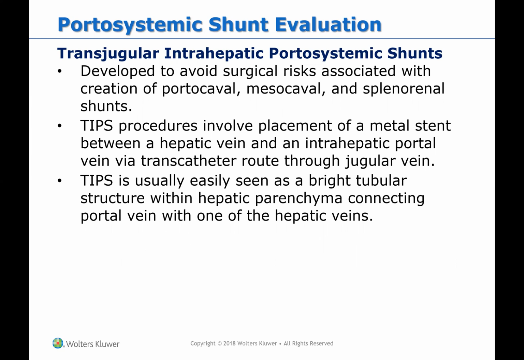So basically, there's a shunt. The TIPS procedure involves placement of a metal stent between the hepatic vein, you remember our Playboy bunny sign, those veins, and an intrahepatic portal vein via a transcatheter route through the jugular vein. TIPS is usually easily seen as a bright tubular structure within the hepatic parenchyma, connecting the portal vein with one of the hepatic veins. So it's pretty easy to see. Any kind of grafts or stents are really bright, so they're easy to see.